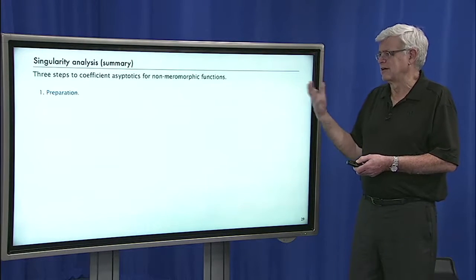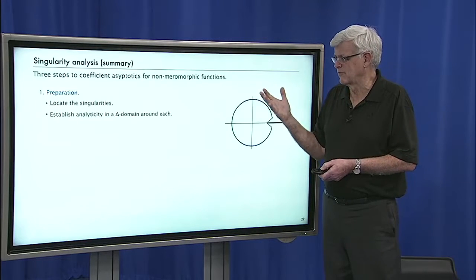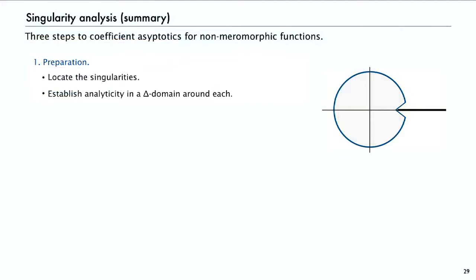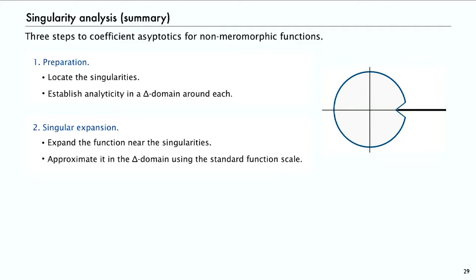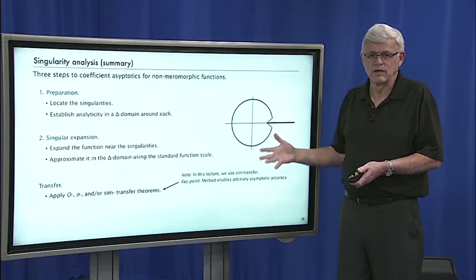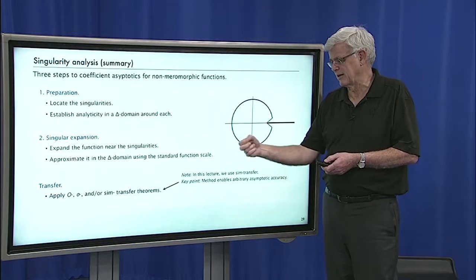So then that gives us the three steps that we need for coefficient asymptotics. We have to figure out where the singularities are. We've got to establish that it's analytic in a delta domain, a Pac-Man domain. Then we're going to expand the function in this area and approximate it using the standard function scale, and then do the transfer. Now in this lecture we're just using the simple transfer, but it's very important to understand that the method enables arbitrary asymptotic accuracy.